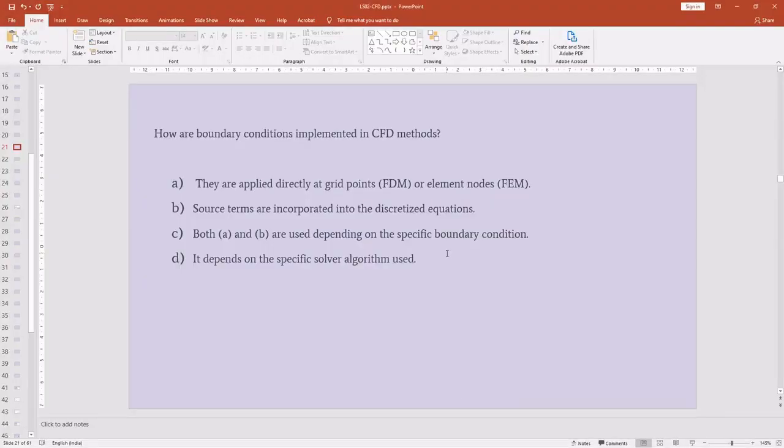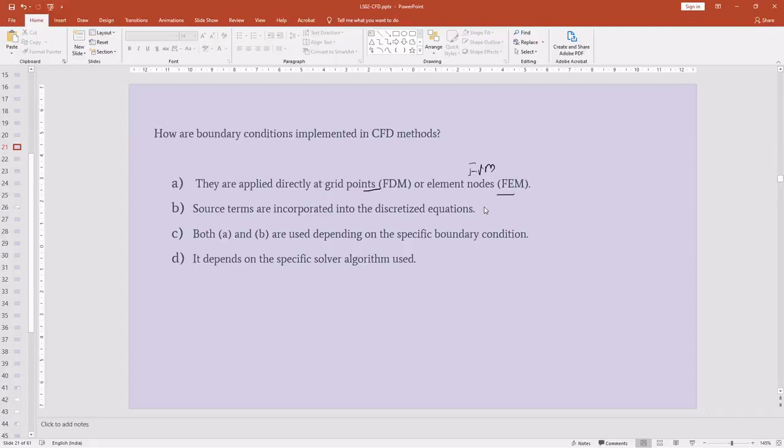It is applied here itself. It is directly applied to grid points or element nodes. So both finite difference method and finite element method. Nothing has been told about finite volume method here. So again, source terms are incorporated into the discretized equation.